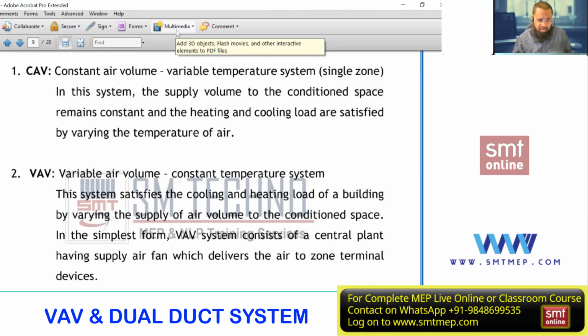So what exactly is it? In short, we call it VAV. It's a variable air volume, constant temperature system. You see, variable air volume, constant temperature system. First, let me give you the idea, the concept. I'll give you a simple example.